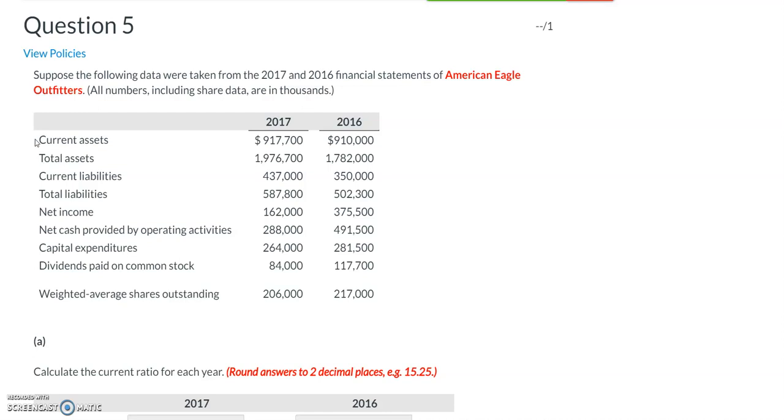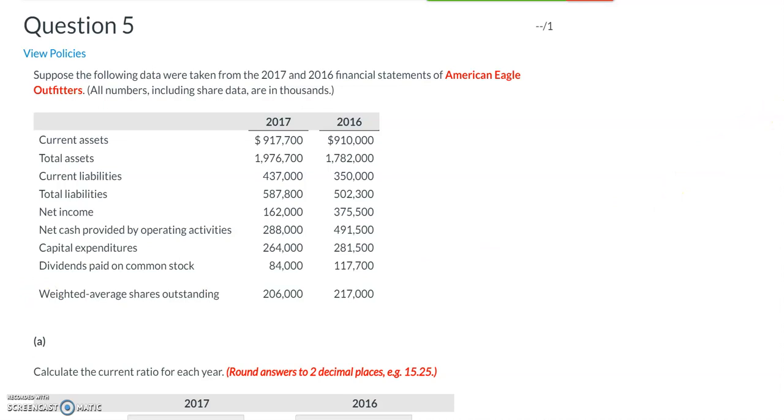So you would be looking at the balance sheet to find the current assets and total assets, current liabilities and total liabilities. You would be looking at the income statement for the net income. You would be looking at the statement of cash flows for the net cash provided by operating activities, capital expenditures, which basically means the purchase of property, plant, and equipment. And you would be looking at the statement of cash flows for the dividends paid on common stock. You would also look at the annual report for the weighted average shares that are outstanding.